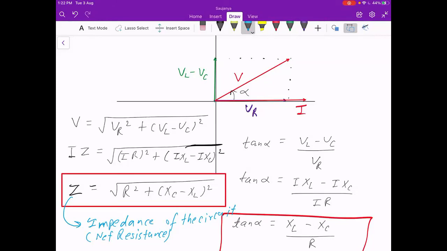That is, I naught will be epsilon naught by Z. And what will the phase difference of the current? No, this is the voltage, not the current. Sorry. There's also an analytical solution given, but we're totally going to skip that one and move forward. So we'll talk about resonance now. After resonance, there is sharpness of resonance.